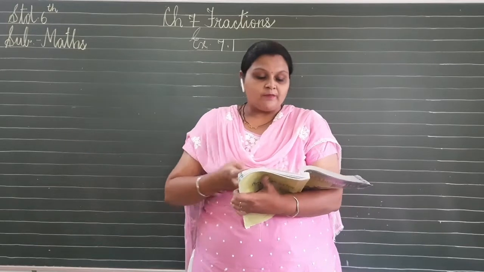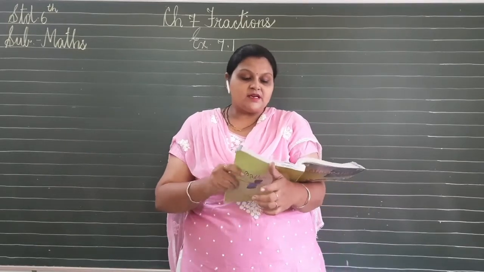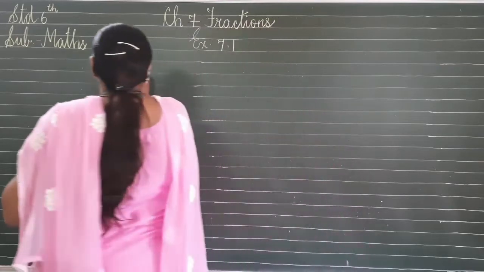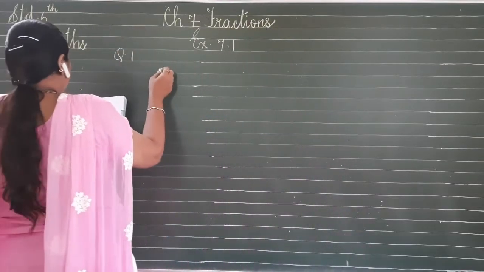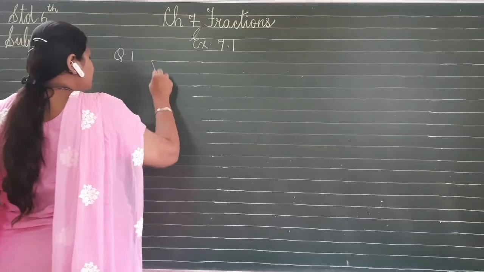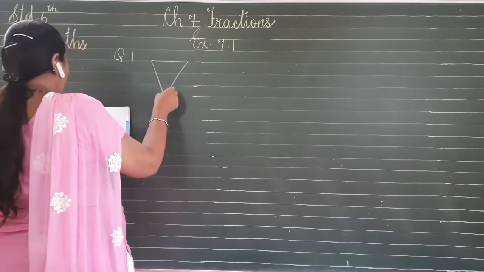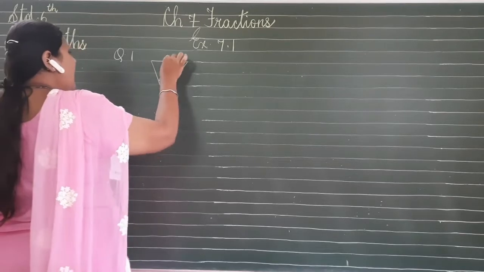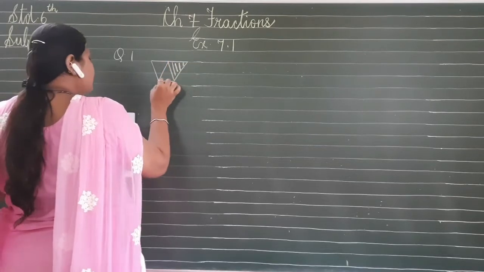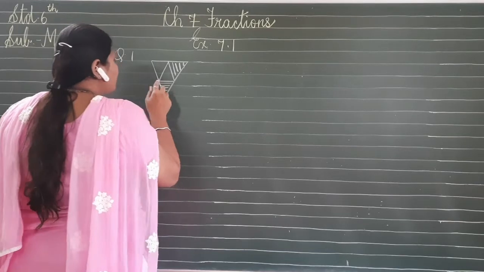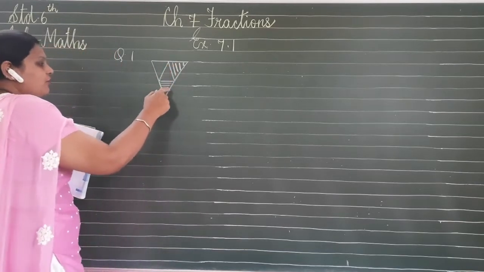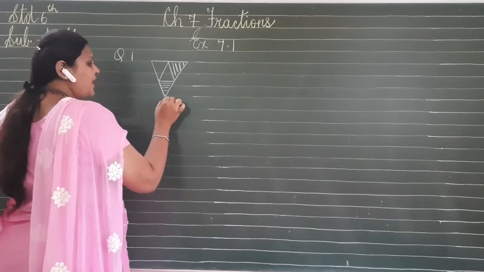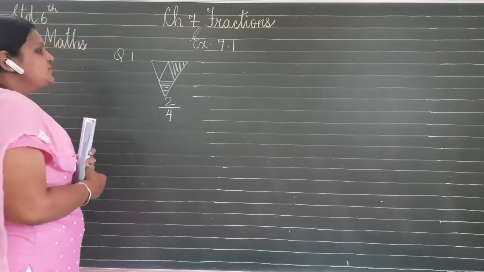Question number 1. Write the fraction representing the shaded portion. Now in this question you are given some figures and you have to mention how many parts are shaded. So this is your first figure. Out of that 2 parts are shaded. So total parts 1, 2, 3, 4. Total part 4. Out of that 2 parts are shaded.